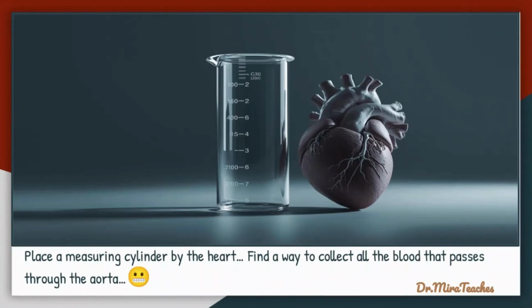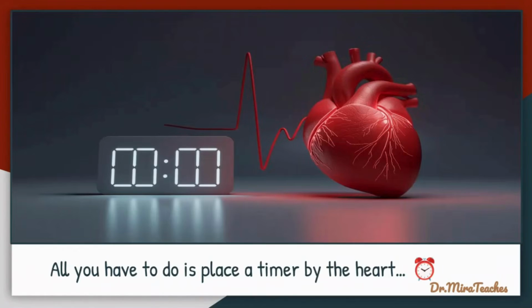All you have to do is to place a measuring cylinder beside the heart and find a way to collect all the blood that passes through the aorta. All right, find a way to collect all the blood that passes through the aorta. You also need a timer. Okay, so get a timer and place it by the heart.